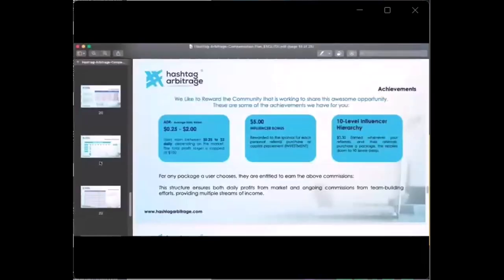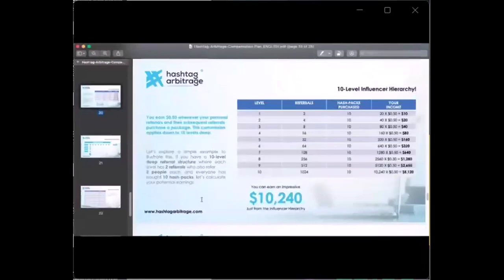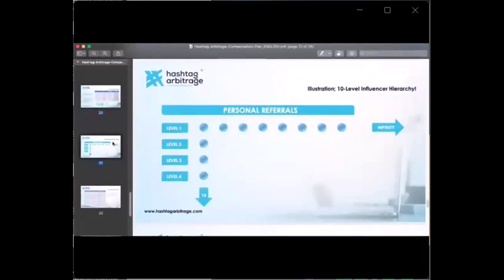And in addition to the direct referral earnings, you'll also be benefiting from the 10-level influencer hierarchy, which operates as a level structure. This structure is infinity wide, but reaches deep down to 10 levels. This means that all the people you invite or register through your referral link will become your personal referrals, and they'll be placed at your first level. Whether you invite 10, 100, or even 200 people, they'll all be positioned in your first level once they purchase a hash pack. Now, let's dive a little deeper.